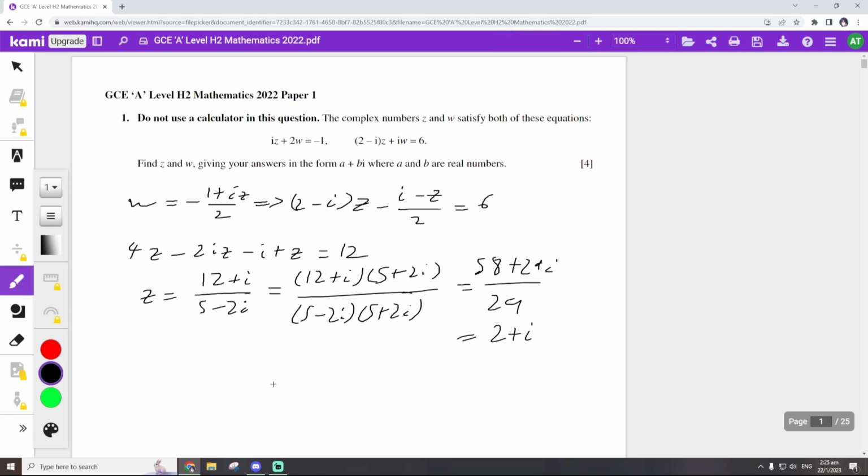Okay, and then you can figure out what W is. So you get 2i minus 1 plus 2W equals to negative 1. Then you will realize that actually W is just negative i. Okay, so there you go. Z is 2 plus i and W is negative i. That's the first question.